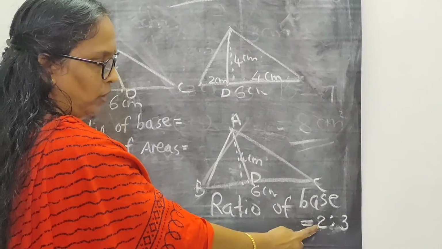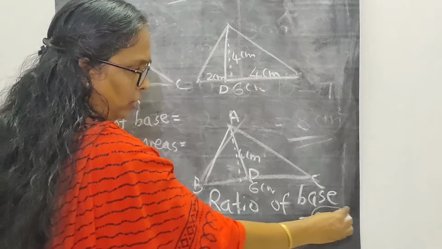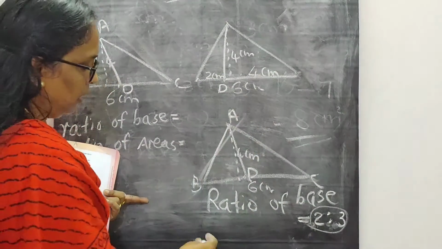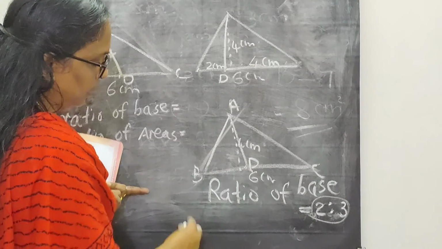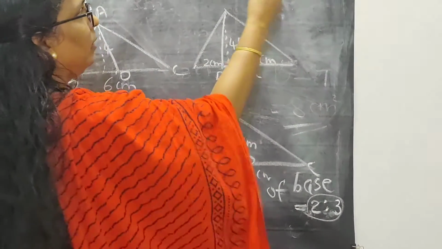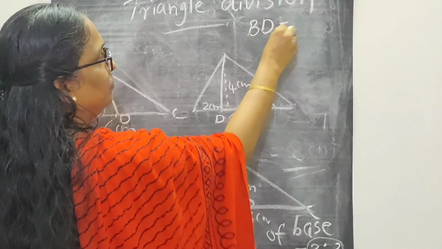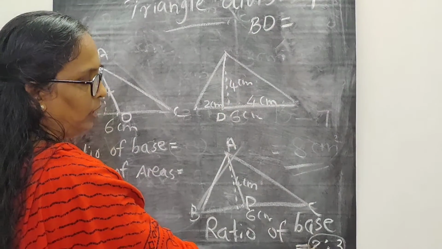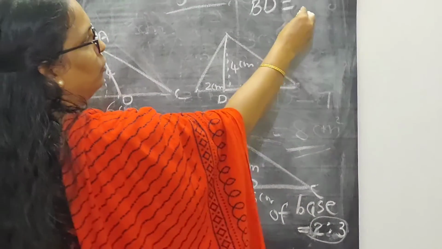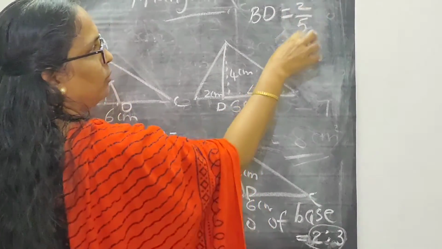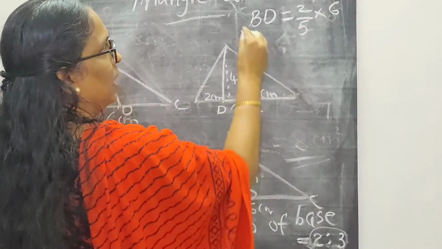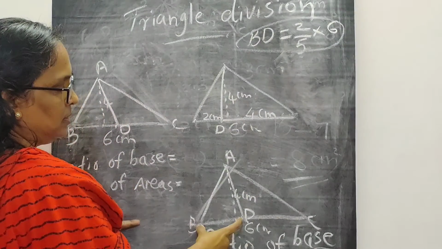It is 2 parts only. Total 2:3 means total 5 parts. Out of 5 parts, 2 parts only. That is the smaller length BD. Here we can write BD equal to 2/5 into total length 6 centimeter. This is the smaller length base.